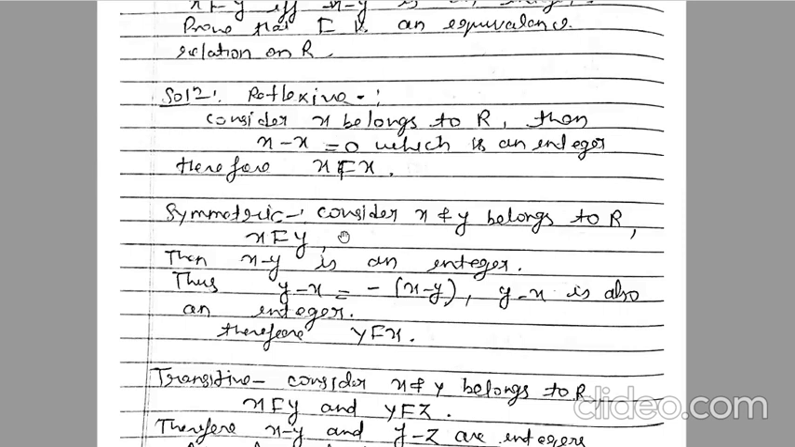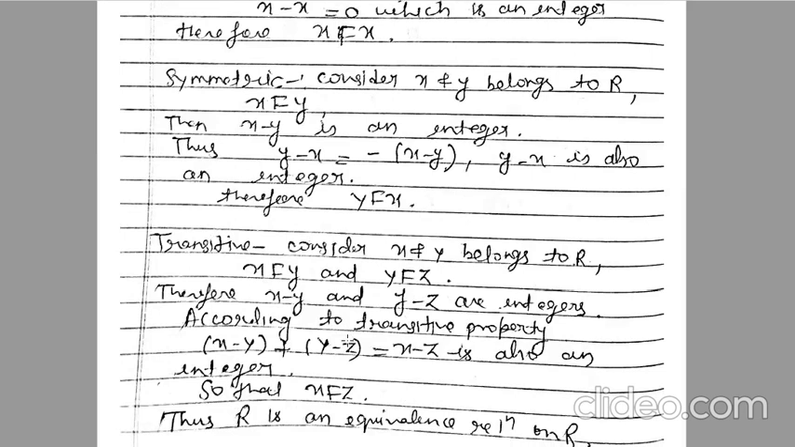Now symmetric. Consider x and y belong to R, and x F y is given, right? So x minus y is an integer. These two lines are given in our question. Thus, we need to check y is related to x, so the integer value will be y minus x. So y minus x is equal to minus (x minus y). Since x minus y is an integer, negative (x minus y) is also an integer. So y minus x is also an integer. Therefore, y is related to x by this relation.